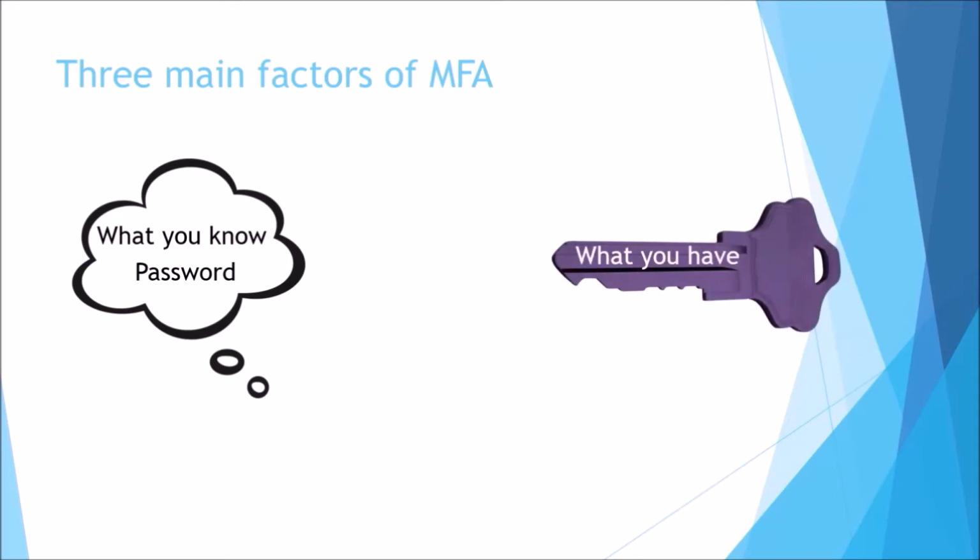The second is what you have. For example, your phone number. If a bank sends you a text with a code that you have to enter in, that is saying that you have that phone number. It doesn't know which phone it's on, but it knows that the number is the one that has the code. The problem is, with things like SIM swaps, that isn't as secure as we might like.